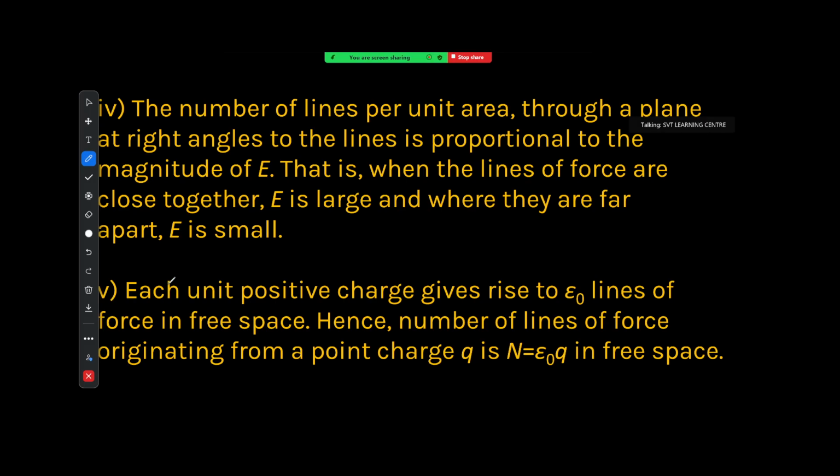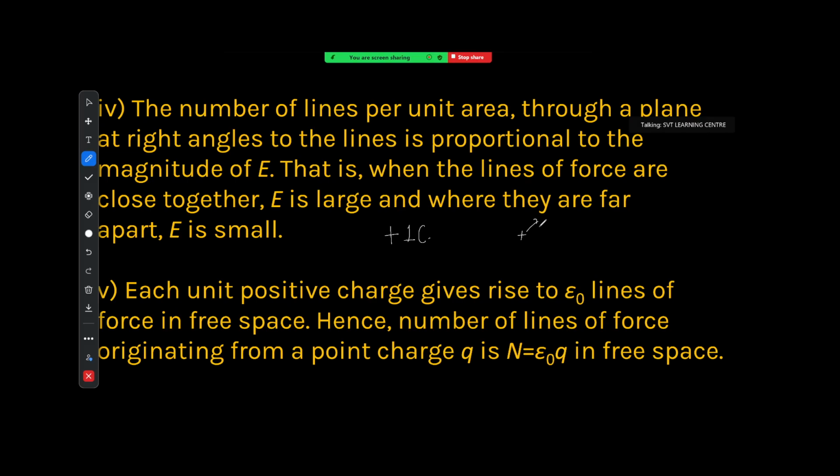Let's figure this out again. Let us say that we have a positive charge and it is 1 coulomb. That is a unit positive charge. Okay, so let's say like this.